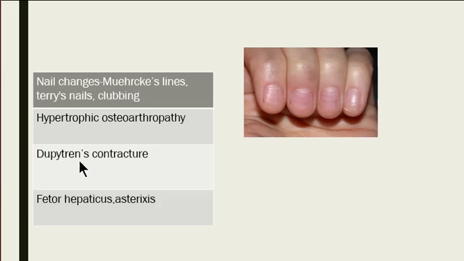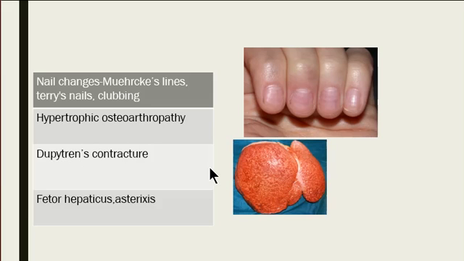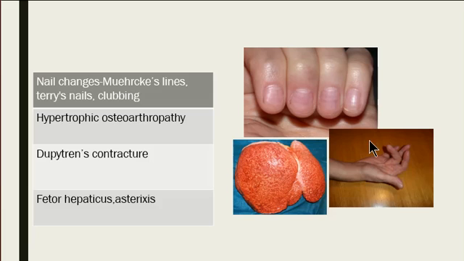Then we have Dupuytren's contracture, which you can see in this picture. There is thickening and shortening of the tissue on the palm of the hands, which leads to flexion deformities. And these are usually the result of disorderly collagen production, right? So here you can see flexion deformities.